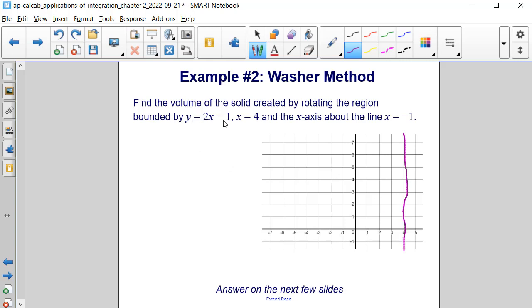And we have y equals 2x minus 1. That's another one. So it goes through at negative 1 and then has a slope of 2. So this line is going to look something like this. And the last bound is the x-axis. Okay.